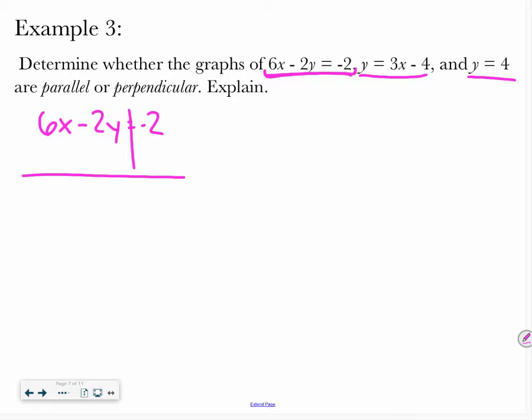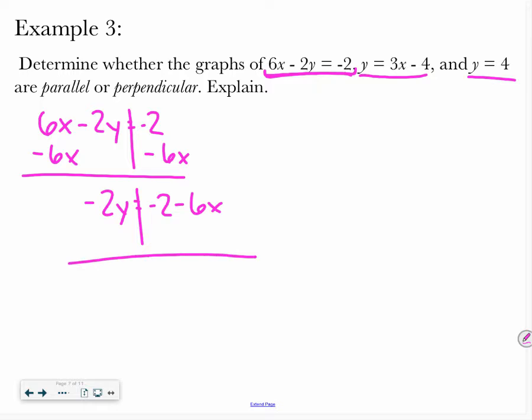Okay, so now in order to get y by itself, I'm going to subtract 6x from both sides. So I have negative 2y equals negative 2 minus 6x. And in order to get y by itself, I have to divide by a negative 2. So I have y equals negative 2 divided by negative 2 becomes a positive 1. And then negative 6 divided by negative 2 becomes positive 3x. So I'm going to rewrite that. y equals 3x plus 1 is one of my equations.